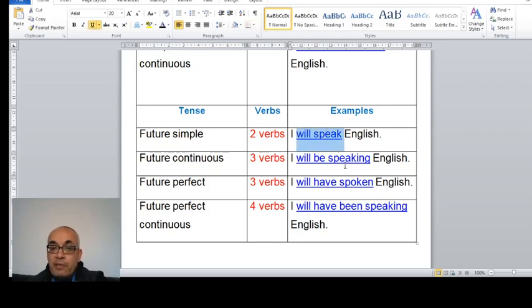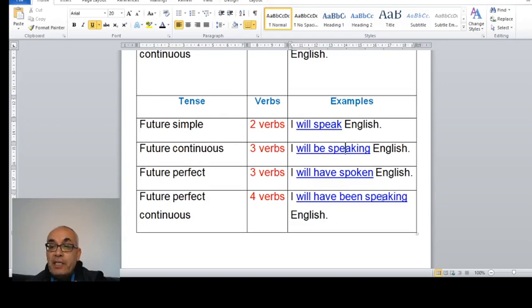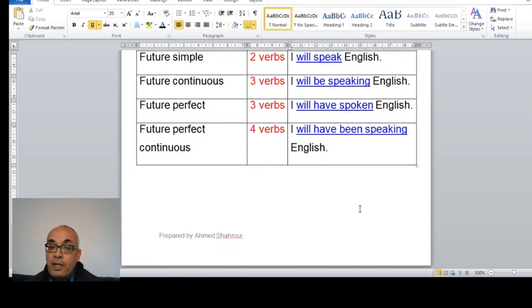Will be speaking is future continuous. Will have spoken. I will have spoken English. Again, this is future perfect. Will have been speaking. Again, this is future perfect continuous. So we've got 4 present tenses, 4 past tenses, and 4 future tenses.